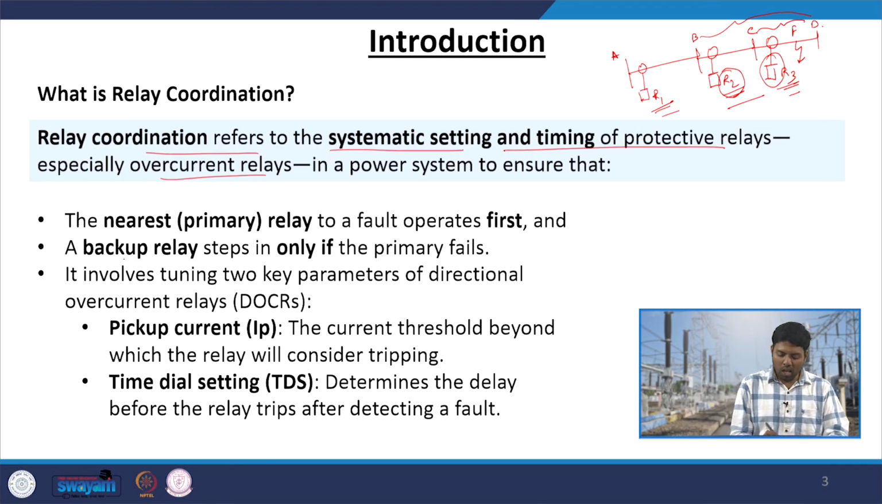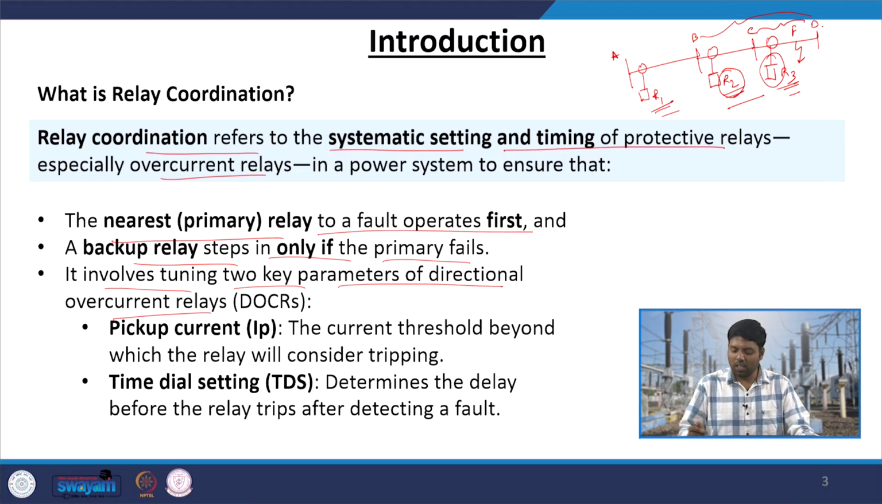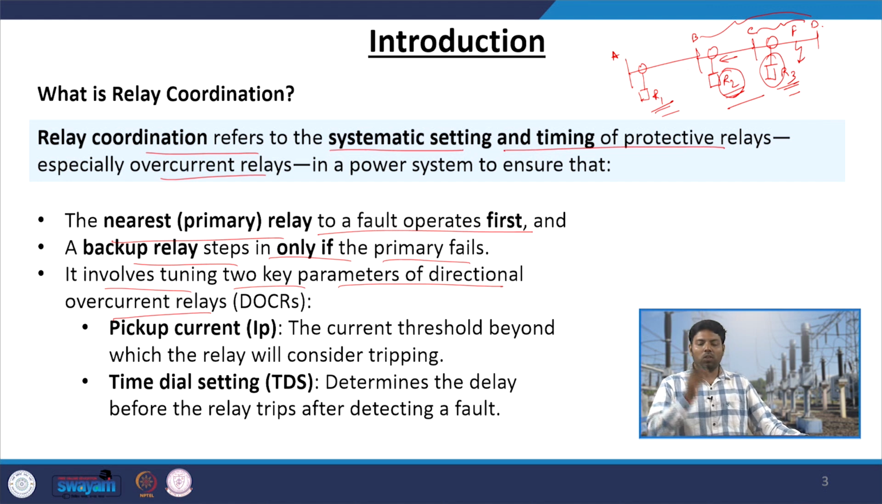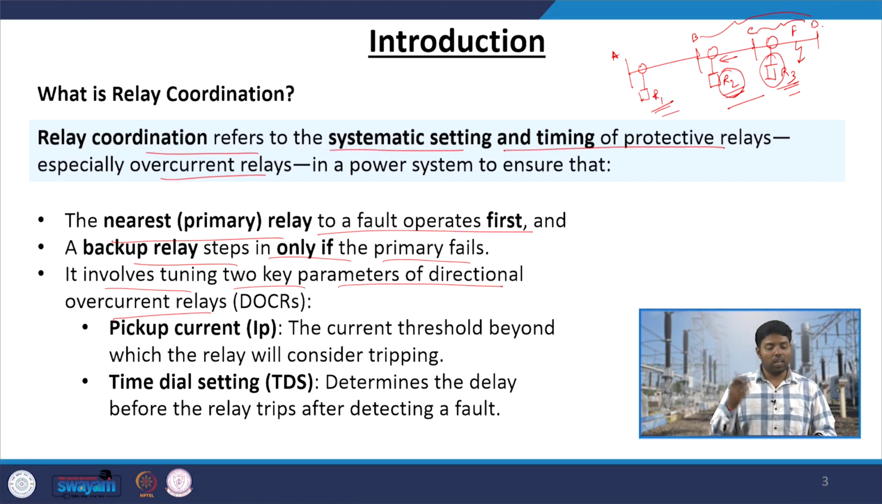So, the nearest relay to the fault is the primary relay, and that has to operate first. A backup relay steps in only if the primary fails. It involves tuning two key parameters of a directional overcurrent relay. We go with the directional relay because, for reducing the effect of bidirectional power flow, a normal overcurrent relay is not a good option. So, now you have to go with a relay for unidirectional power flow.